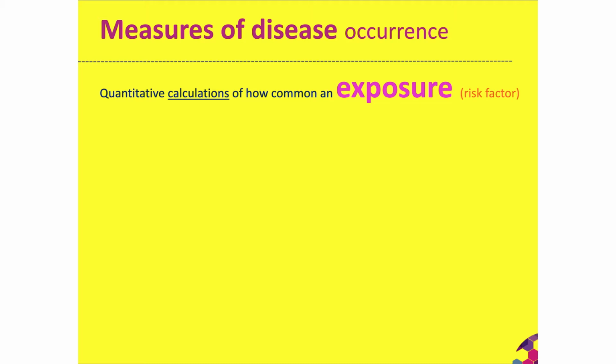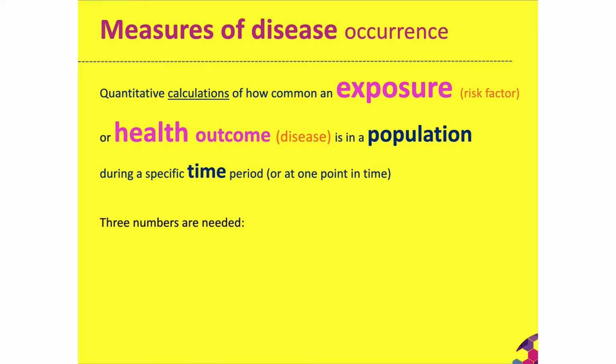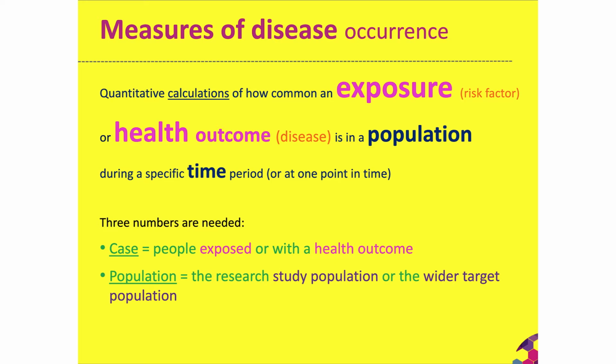Measures of disease occurrence are quantitative calculations, estimations of how common an exposure or health outcome is in a population during a specific period of time or at one point in time. Three numbers are therefore needed: cases, people exposed or with a health outcome; the population, the research study population or the wider target population; and time, the time over which people were studied or the cases were identified or the people exposed.